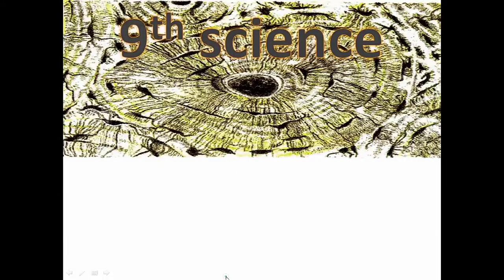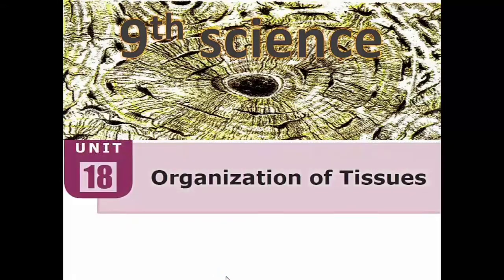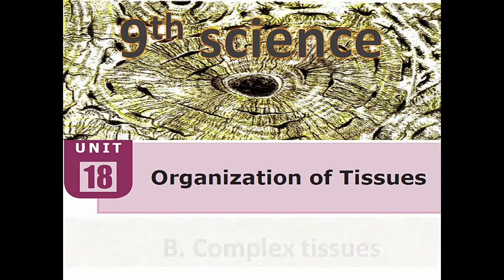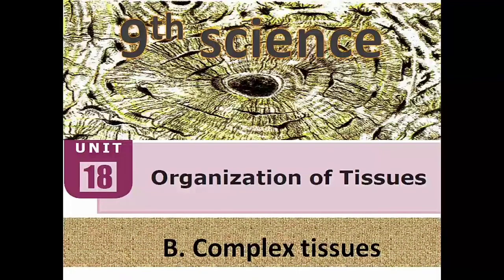Ninth Science, Unit 18, Organization of Tissues. We have already learned about meristematic tissues and permanent tissues like parenchyma, collenchyma, sclerenchyma in the previous two videos. In this part, we are going to learn about complex tissue. In the complex tissue, we will learn about xylem.